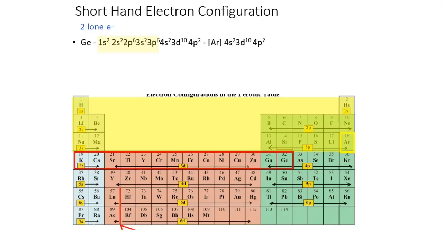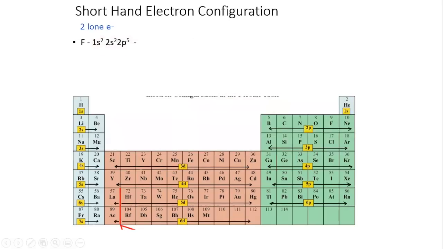And this is called the shorthand. So the shorthand would be the preceding noble gas to germanium, followed by the electron configuration that comes after. So it would be 4s2, 3d10, 4p2. And that would be the electron configuration of germanium. Argon, 4s2, 3d10, 4p2.